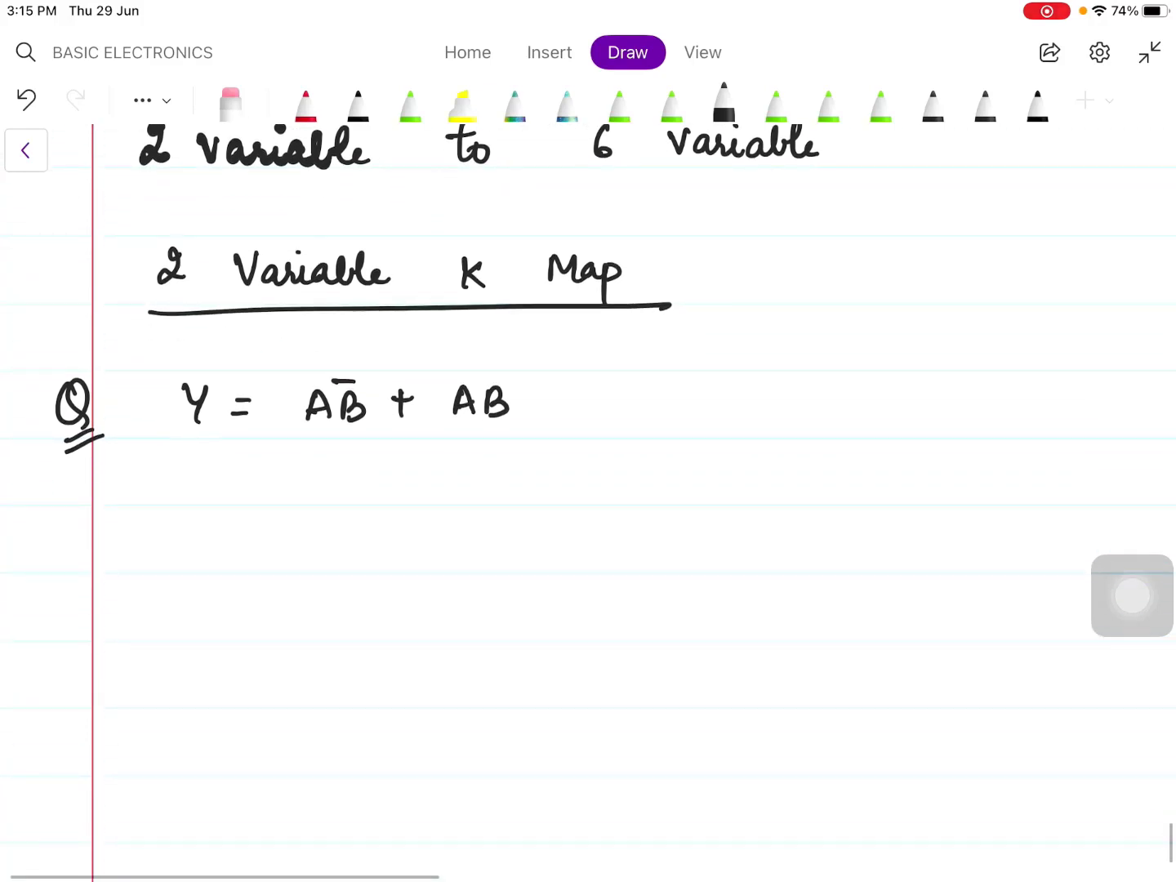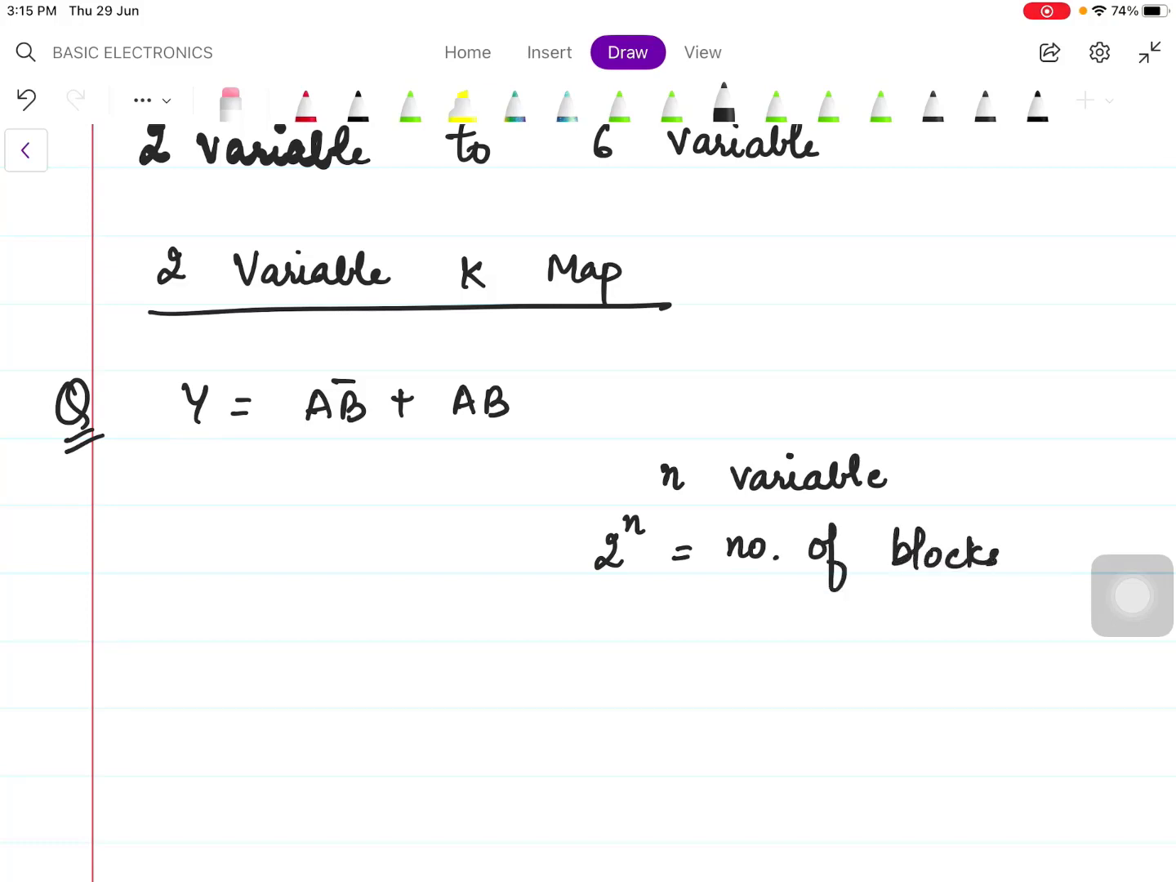Now what is the structure of a 2 variable K-map? First of all, if n is the number of variables, and you have to draw the K-map for n variables, then 2 raised to the power n will be equal to the number of blocks drawn in the K-map. That means in this particular question, you have inferred that you have to draw a 2 variable K-map because the expression consists of 2 variables, so you will have 4 blocks, because 2 raised to the power 2 gives you 4, and this is how you will draw the structure.